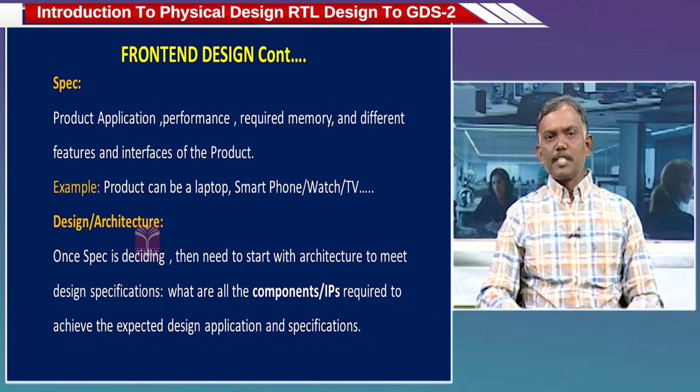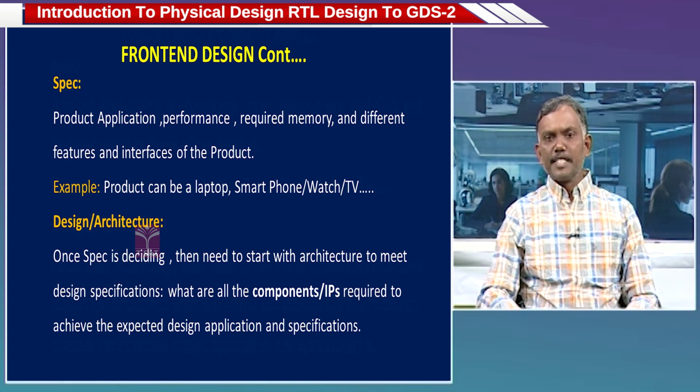In the front end, the first step is the system specification. Generally, it is called spec. Depending upon your product application, performance, the kind of memory required, the features you are targeting, and the interfaces of this product, you need to decide the spec. For example, I am taking a product, which can be a laptop, smartphone, smart TV, anything. Depending upon the features required for your product and the performance you are targeting, you should come up with a specification.